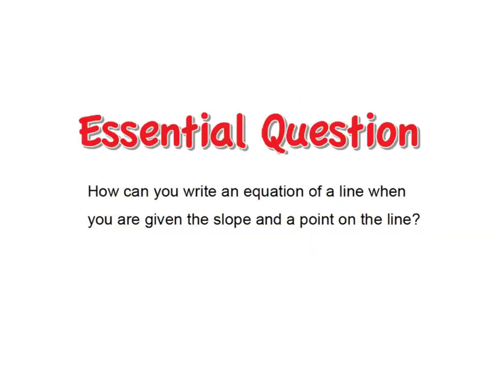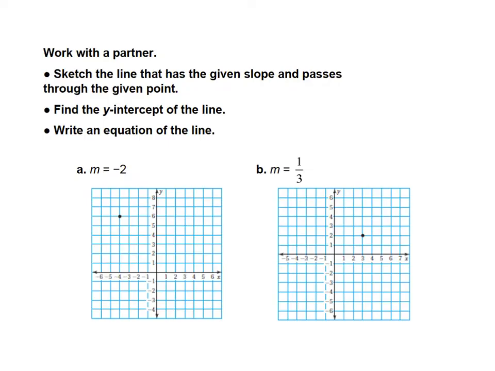Here's our essential question. How can you write an equation of a line when you are given the slope and a point? Well, we're going to get to that. So here's our practice. We have a point on our graph, and we have a slope, -2/1. So I'm going to go down 2 and then to the right 1. I'm going to start at this point.